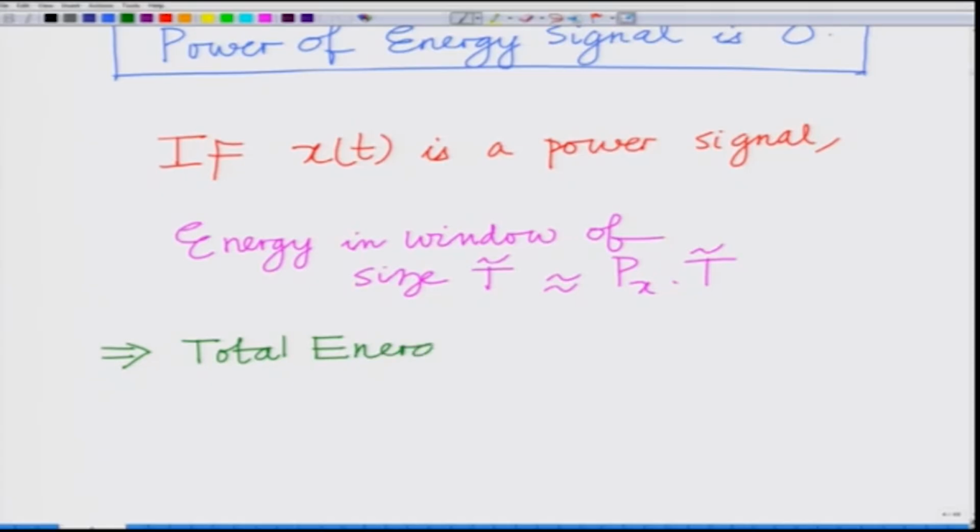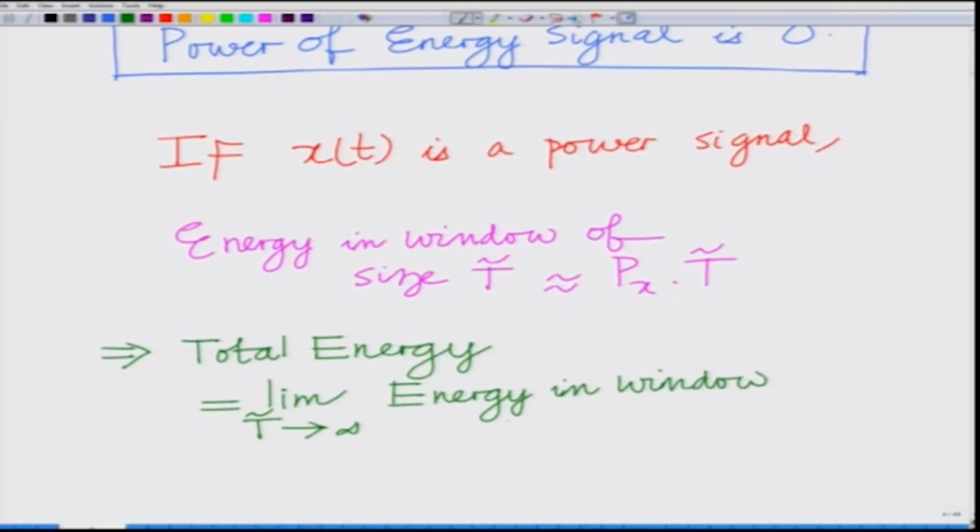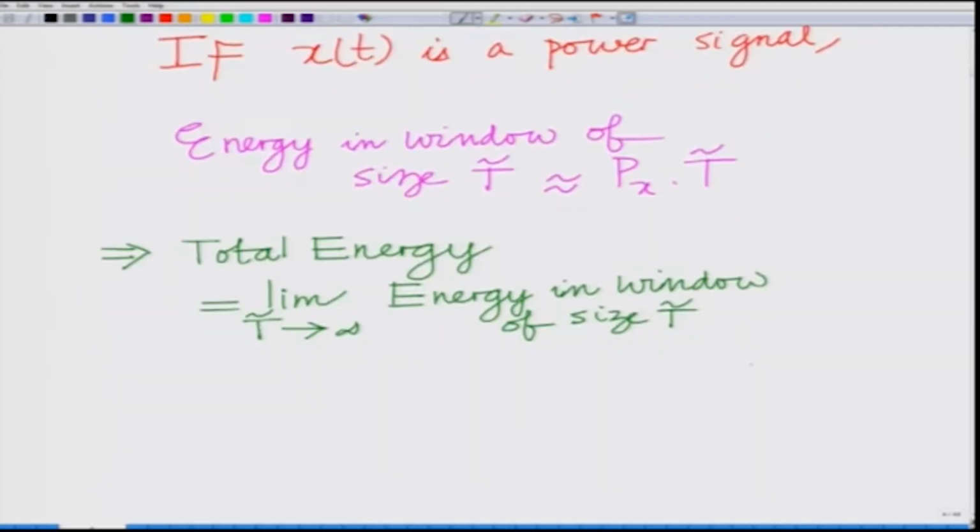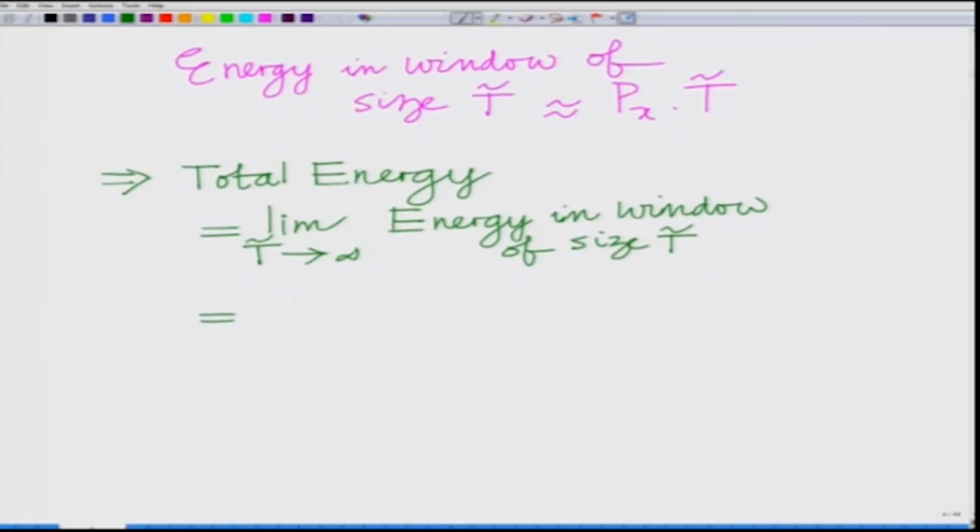Which implies the total energy equals the limit as t tilde tending to infinity of the energy in a window of size t tilde, that is equal to the limit as t tilde tends to infinity of P x times t tilde. P x is a constant, t tilde tends to infinity, which means this is equal to infinity.